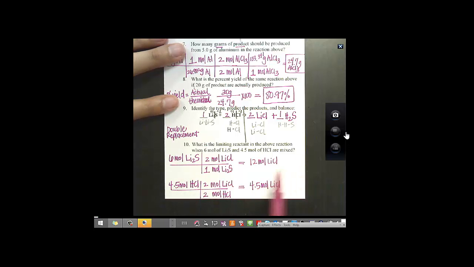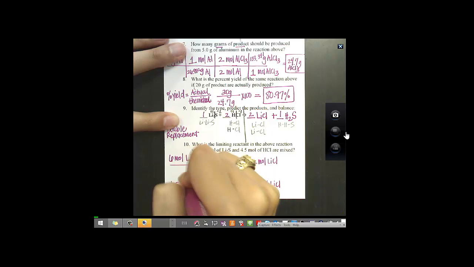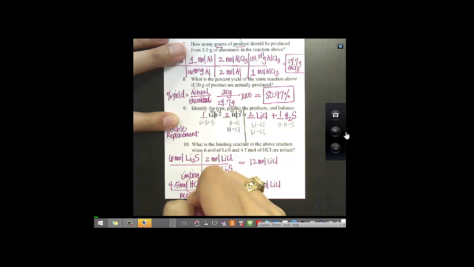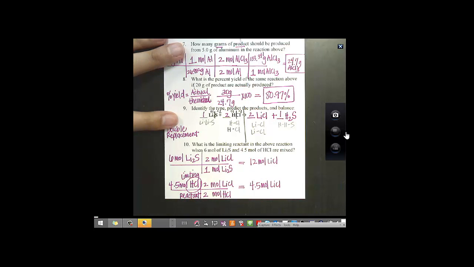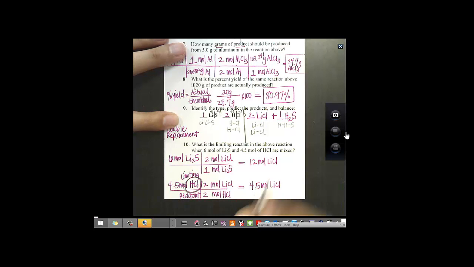So we have to look at our answers here. Which one of these is the lower answer? 4.5 moles of lithium chloride. So that's not which one is the limiting reactant, because lithium chloride is a product. Instead, that means, because this is a lower answer, that means that HCl is my limiting reactant. So my answer is HCl. It is the reactant that will run out first because it makes less product. I could change these into grams as well. Either way, I'll get the same answer.